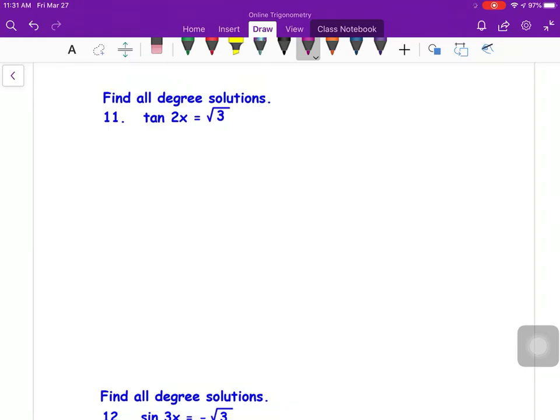Okay, a couple things have changed here. We have multiple angles, and we have no restrictions. So that means we're actually looking for all possible answers to that. Now, the tangent is actually already isolated. So we begin by thinking of, is there a reference angle or is this quadrantal? And there is a reference angle. The angle whose tangent is square root of 3 is 60 degrees in degrees. And we do have a positive tangent.